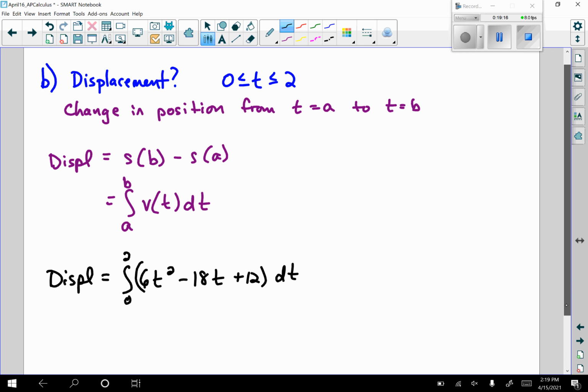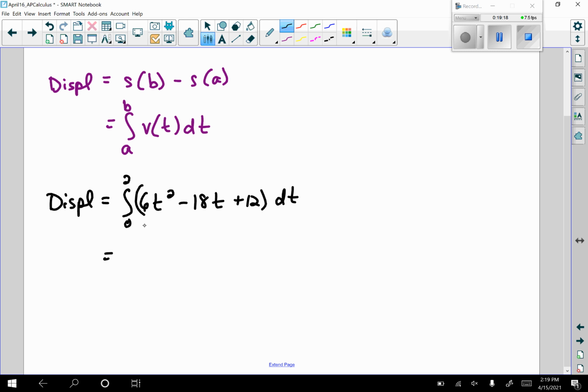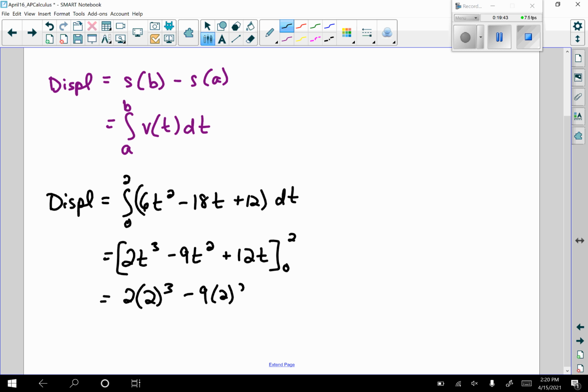All right, so we're simply taking the antiderivative of each term. So we'll get 6t cubed over 3, so we just get 2t cubed. This becomes minus 18t squared over 2, so minus 9t squared. And then plus 12t. We don't need a plus c because this is a definite integral. So then, substituting in the 2 first, we'll get 2 times 2 cubed minus 9 times 2 squared plus 12 times 2. Technically minus everything will turn into a 0 here.